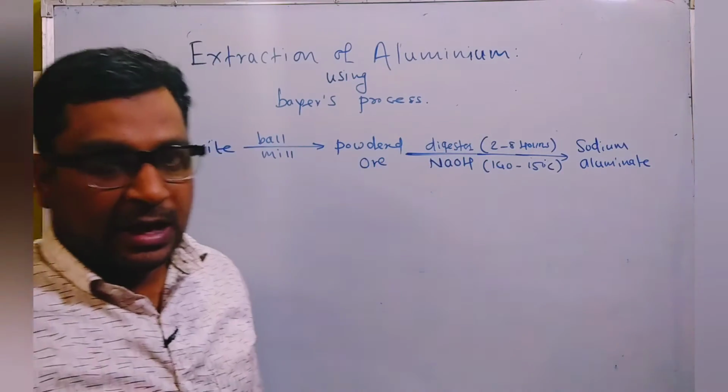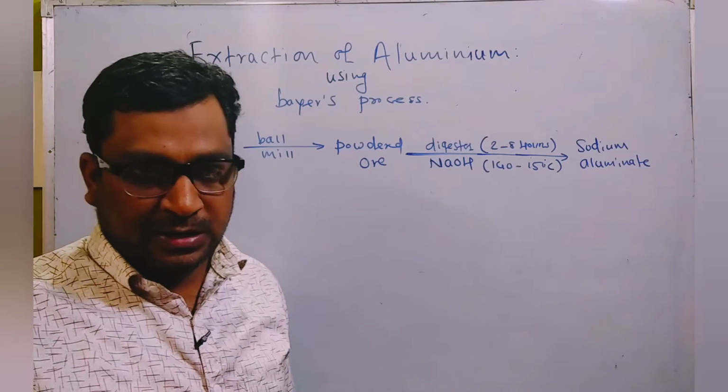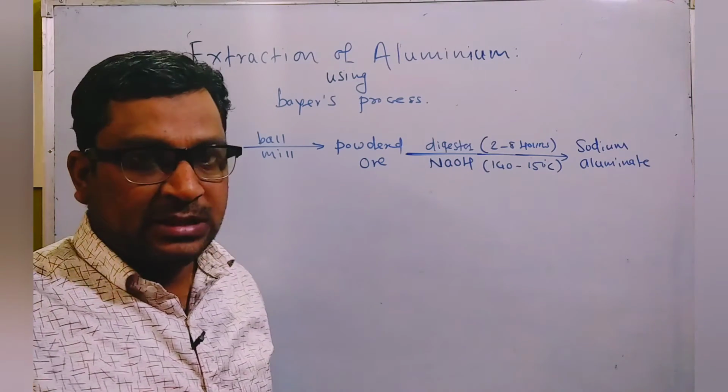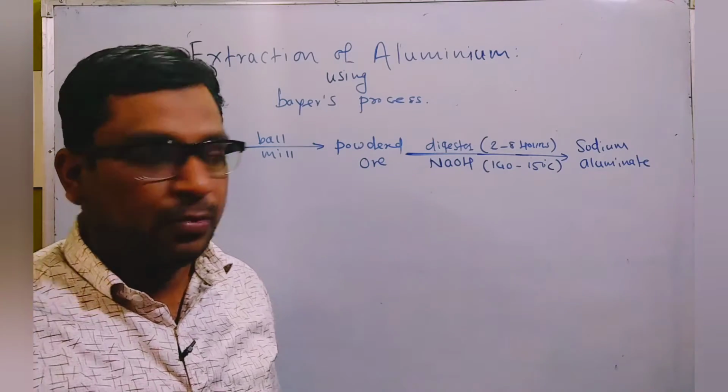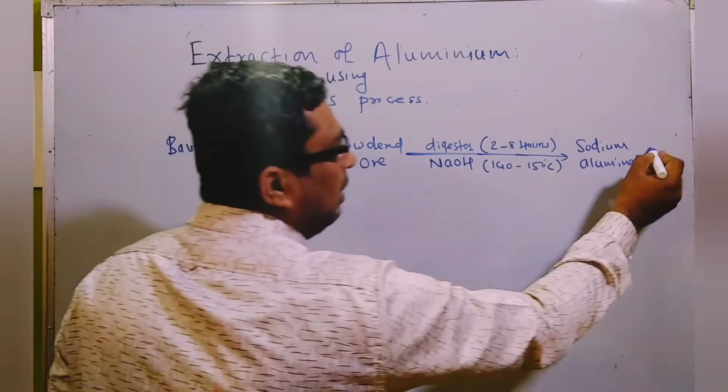And here, iron oxide is one of the kind of gangue particles which is not dissolved in this. It can easily be separated, as I told you, using the filtration process. Now this is sodium aluminate.